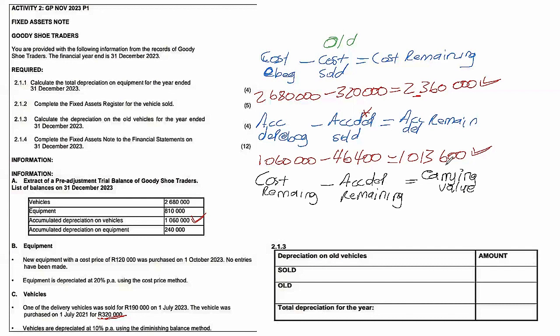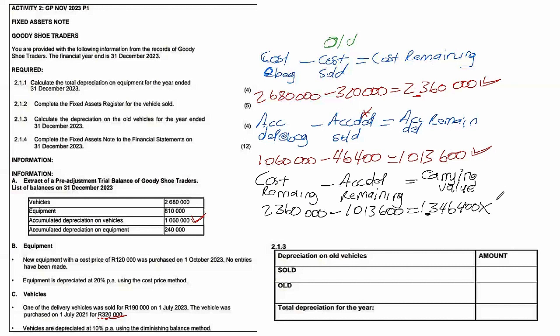Okay. So our cost of asset on behalf of vehicles that was remaining was 2,360,000, and then you will subtract 1,013,600. So what's our carrying value? Our carrying value is going to be 1,346,400, right? So now we have our carrying value of this amount, and thereafter you calculate your depreciation as required.